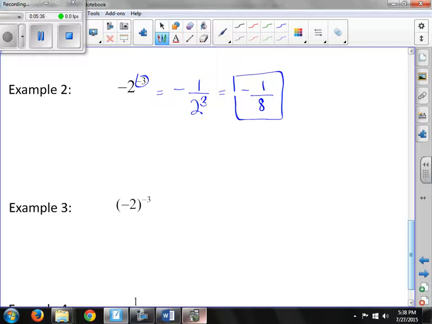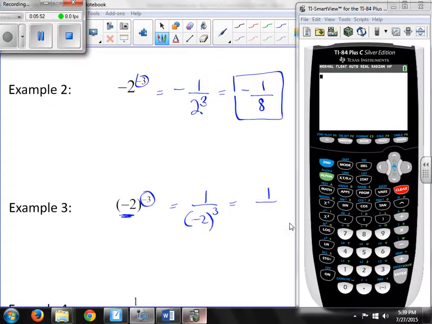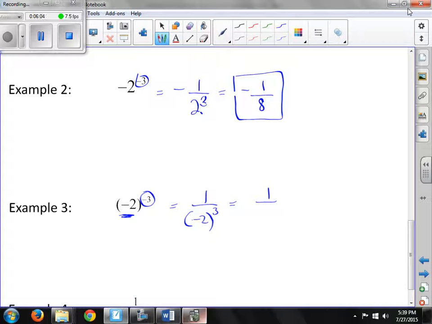Okay, negative 2 raised to the negative third. The negative exponent drops this down to the denominator. We'll have 1 over negative 2 raised to the positive 3. Negative 2 raised to the positive 3 is negative 8. 1 over negative 8. Or we might write our answer negative 1/8 or negative 1 over 8. Either way. Normally we don't leave a negative in the denominator.